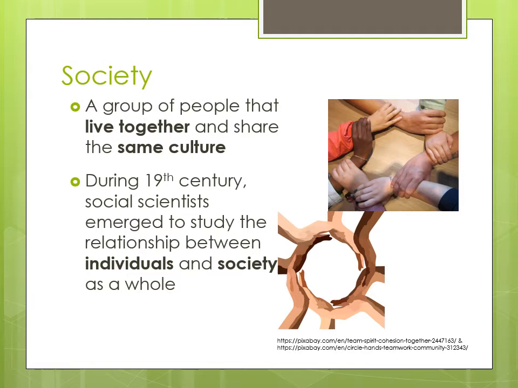Society, then, is a group of people that are living together and share the same culture. Culture is a way of being, a way of living that is shared among human beings. During the 19th century, social scientists emerged to study the relationship between individuals and society. They basically wanted to study society because during that time there was a lot of poverty, and they were trying to find the reasons why.